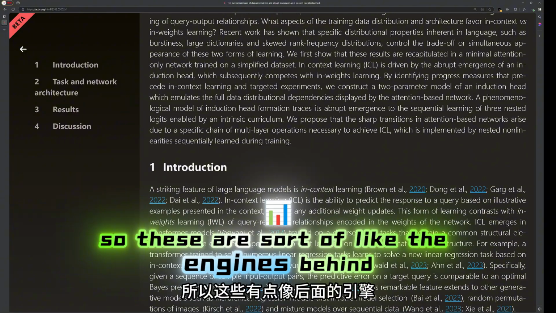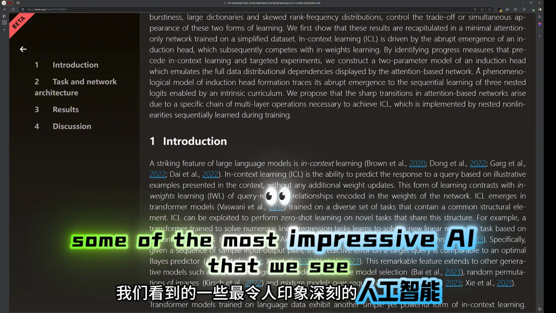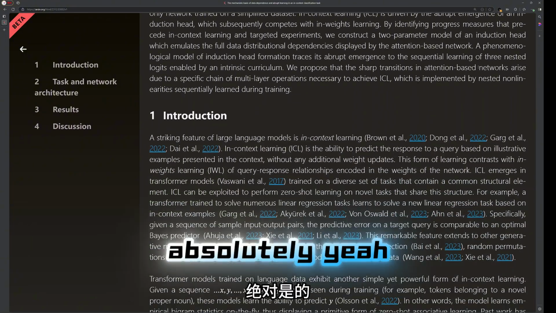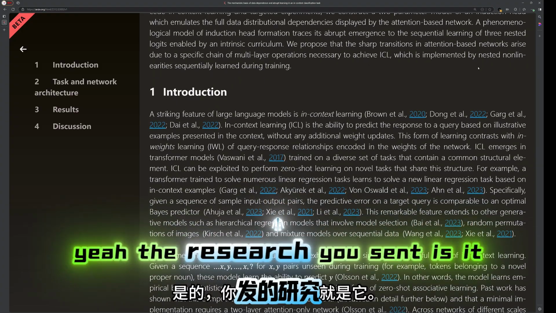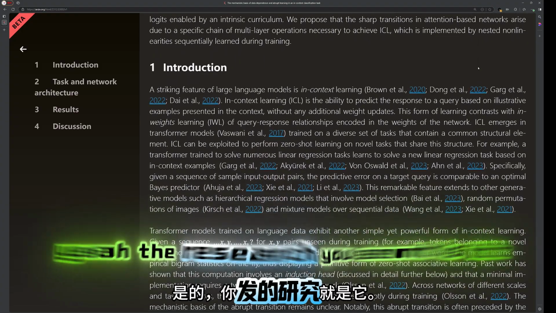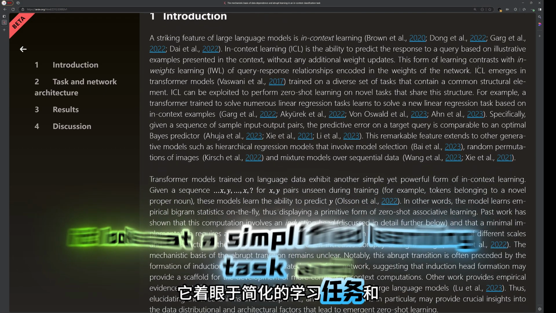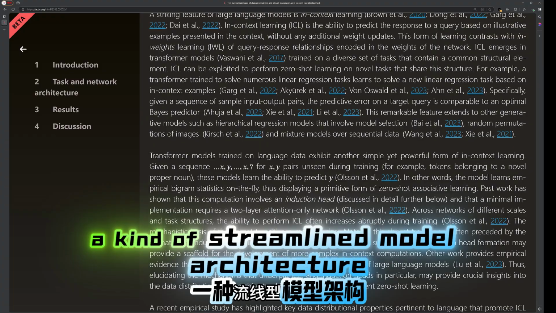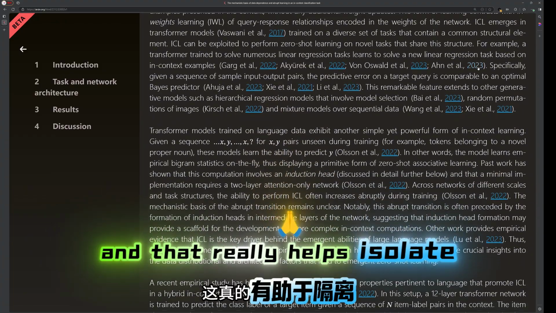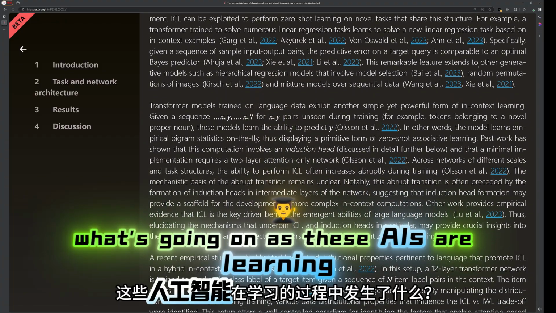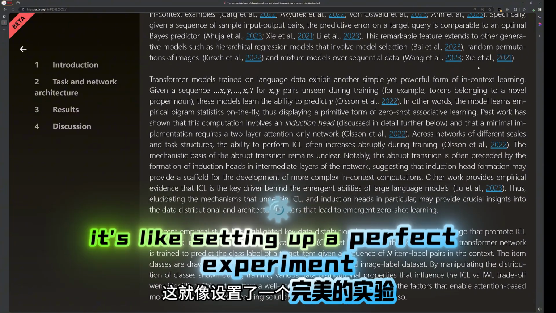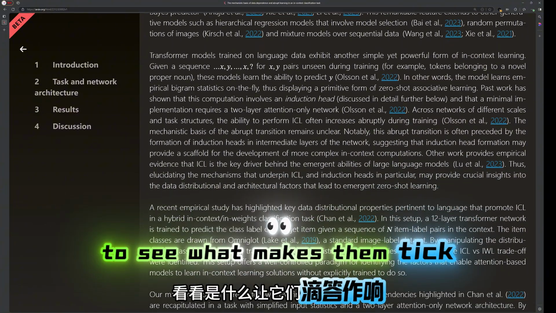So these are sort of like the engines behind some of the most impressive AI that we see, especially the language stuff. The research you sent takes a really smart approach. It looks at a simplified learning task and a kind of streamlined model architecture, and that really helps isolate what's going on as these AIs are learning. It's like setting up a perfect experiment to see what makes them tick.